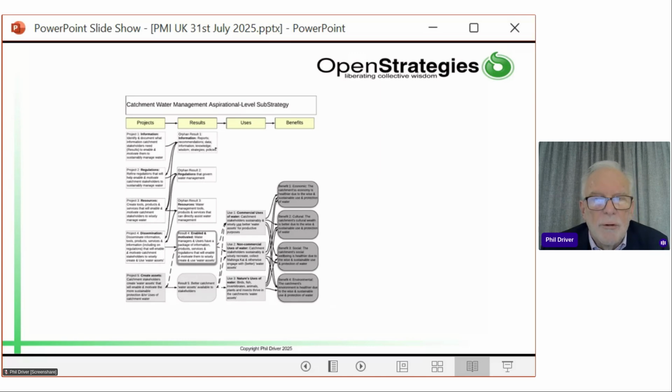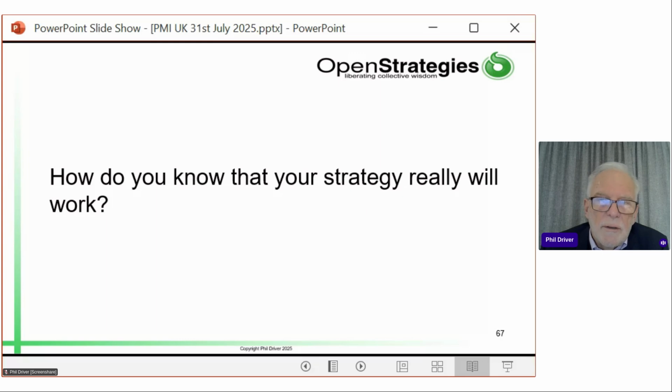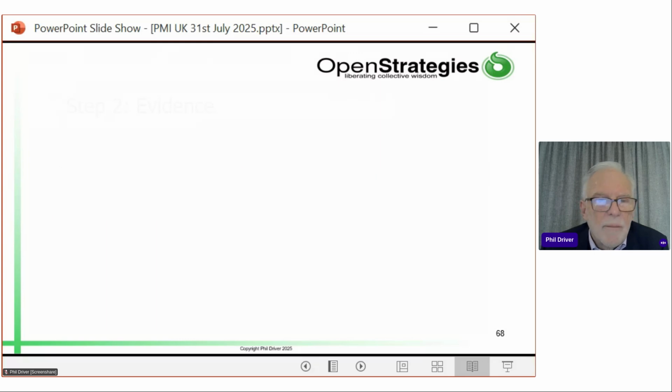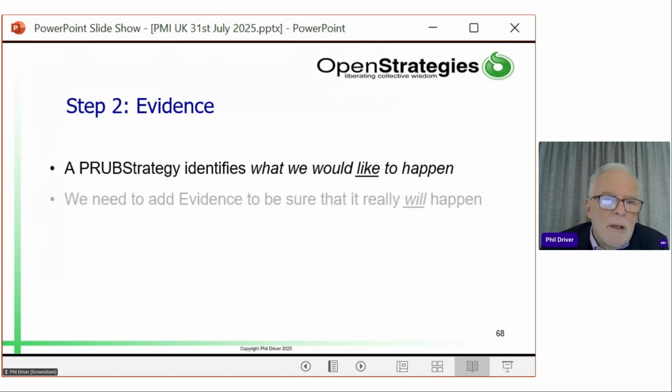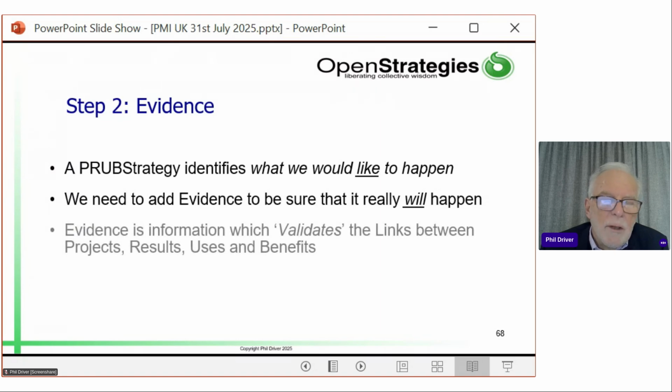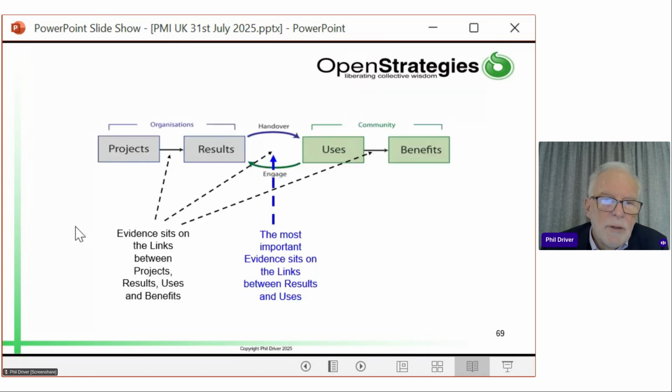How do we know it's true? This is where we get into evidence. So PRUB represents what we'd like to have happen. We need to add evidence to be ensured that it really will happen. So evidence validates the links in the strategy. So here it is. Here's our PRUB sequence. The evidence sits on these linkages.